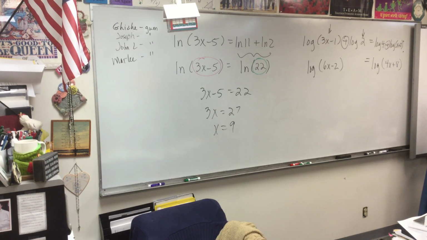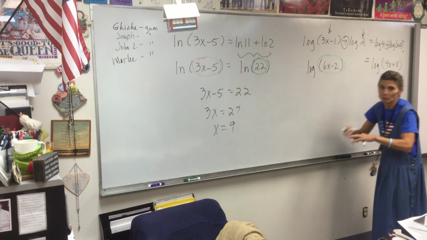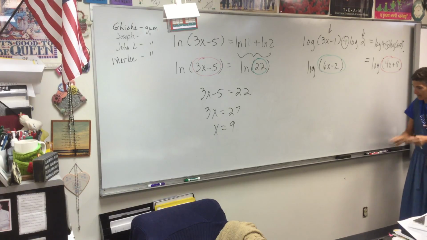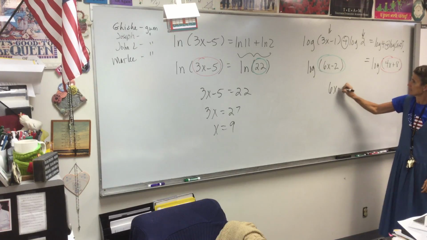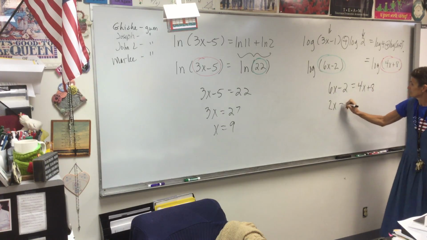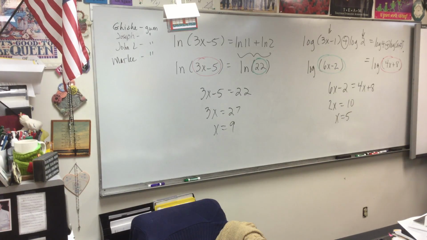Now what do I have? Look at the problem. I have the log of green equal to the log of red. And anytime log green equals log red, then green equals red. So if I did it right, I got x equal to 5. And that's the answer to the question.